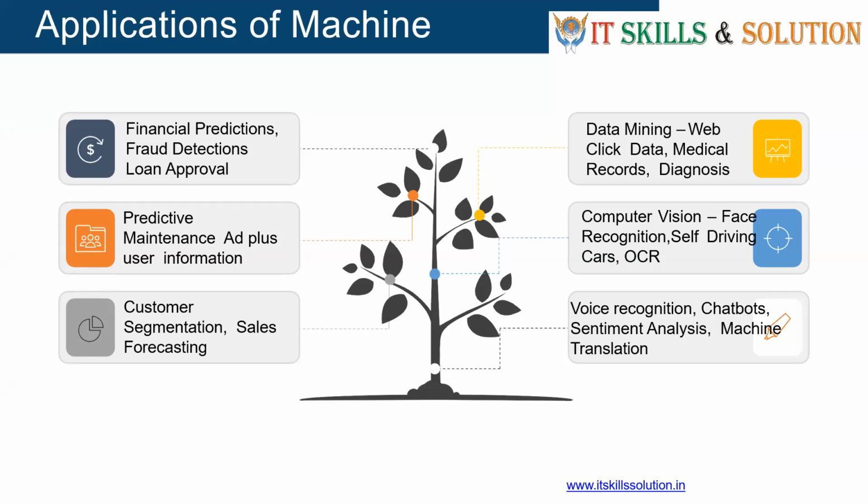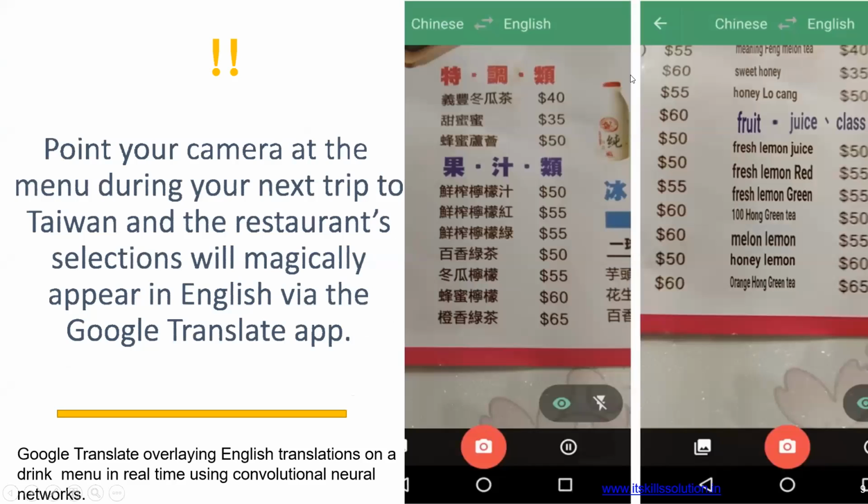Then machine learning is used broadly in the field of healthcare. In the healthcare industry there is a vast application of machine learning. Let's just see two or three of them. Yes, you notice these things. Google Translator is an example of a machine learning application.